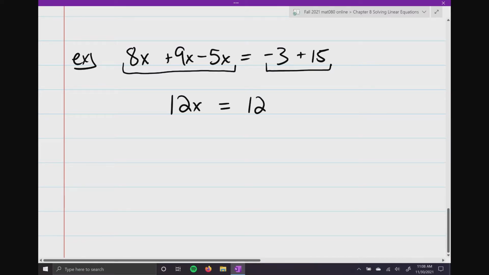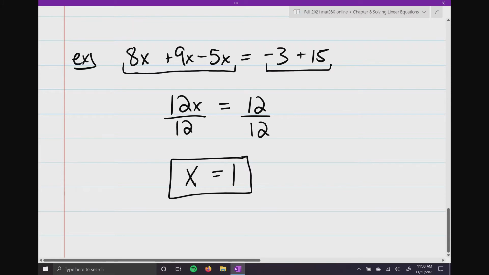So step 4, I get the variable terms on one side, constant terms on the other side. It's already done. And now step 5, divide both sides by the number in front of the variable. In this case, it's going to be the number 12. So x equals 1. All right?